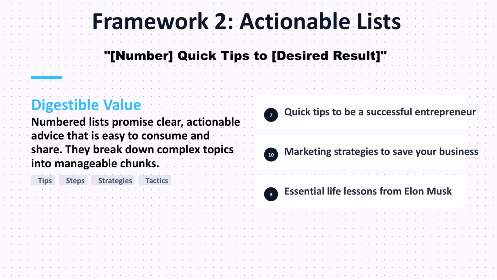Let's look at some examples. 7 quick tips to be a successful entrepreneur. Or 3 quick tips to have a toned body. You can even get more specific and timely. 10 marketing strategies that can save your business in this recession. Or 3 essential life lessons from Elon Musk. The beauty of this framework is its versatility. It allows you to break down complex topics into easily consumable chunks, making your content highly shareable and incredibly useful.